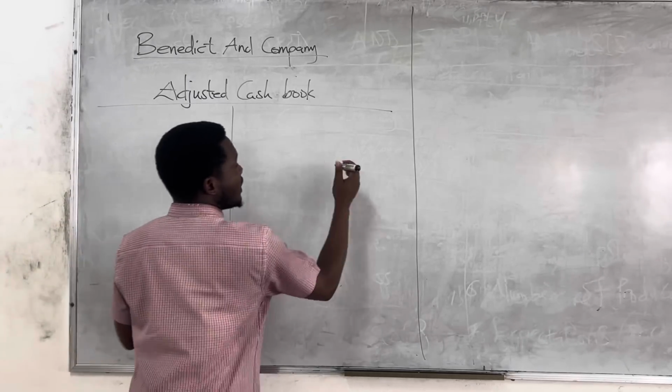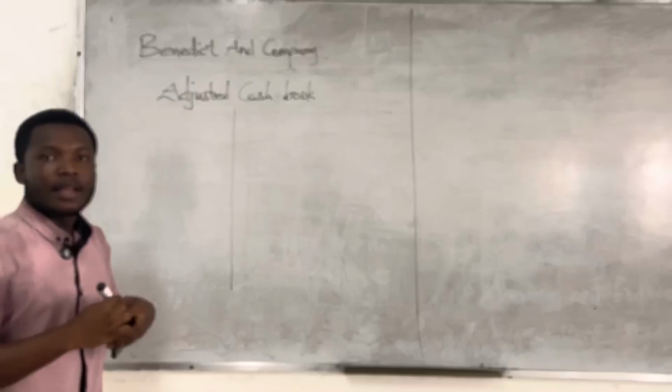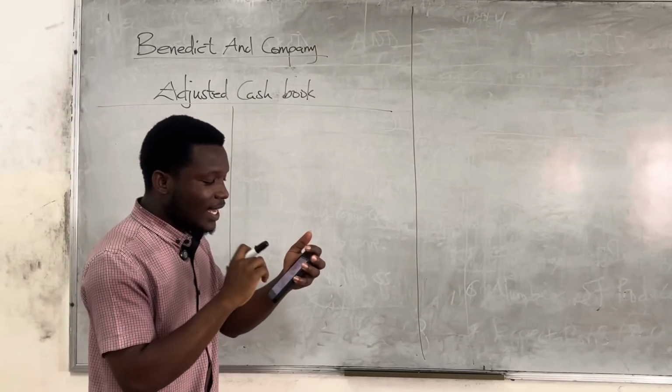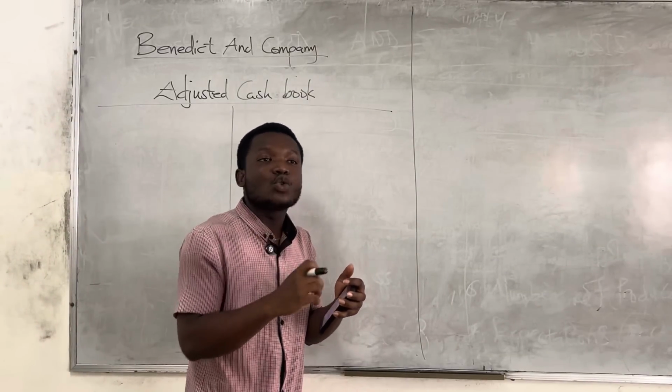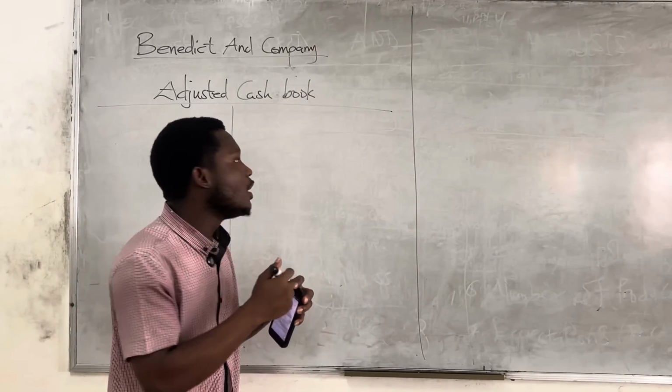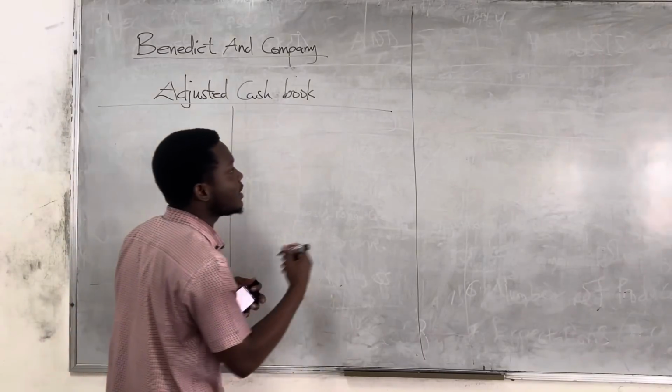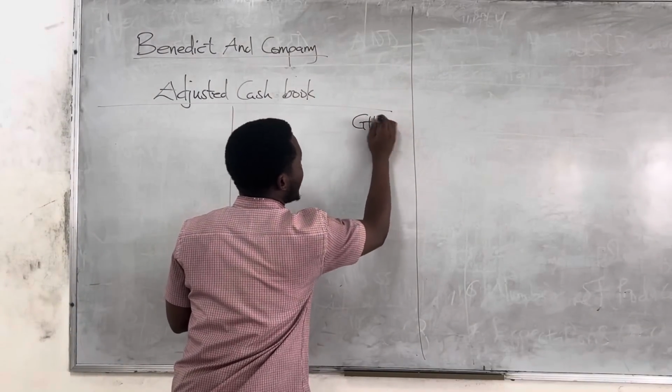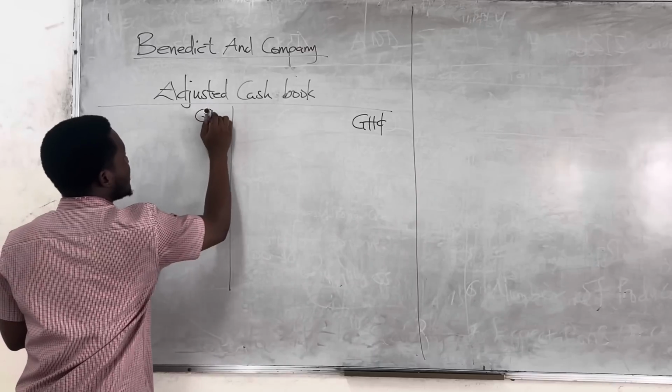You open your T account. Then you check the currency sign. Most of the time, you won't get the currency sign to be Ghana cedis, so always try and check the currency sign. So here, the currency sign is what? Ghana cedis. So we have our Ghana cedis sign here, and then we have our Ghana cedis sign also here.